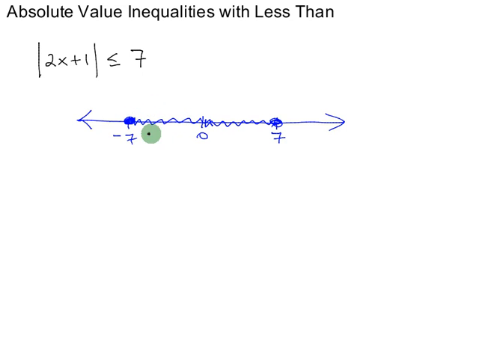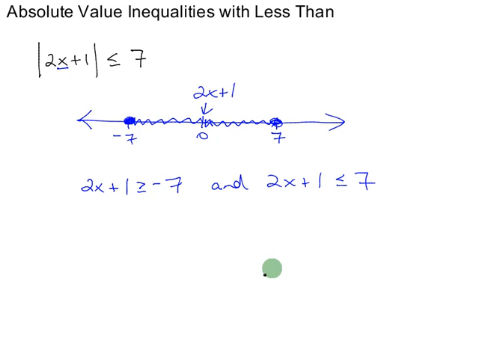Now what does this picture represent? It's not our answer for x, right? This is what 2x plus 1 could be. So 2x plus 1, its distance from 0 is less than or equal to 7. So 2x plus 1 lives here in this shaded region. So now we interpret that as a compound inequality. 2x plus 1 is greater than or equal to -7. Of course, it's bigger than that. And it's also, 2x plus 1 is also less than or equal to +7.